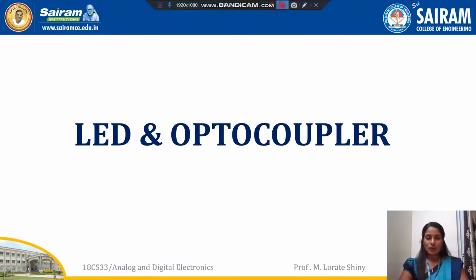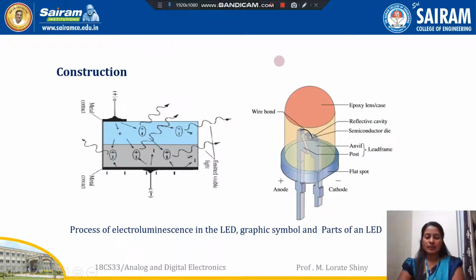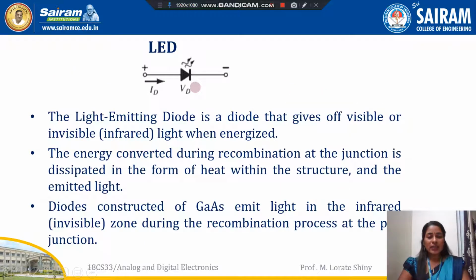Hello students, here I am going to explain about LED and optocoupler. So first we will see about LED. LED, light emitting diode, is a semiconductor PN junction diode. It is designed to emit light when it is forward biased.